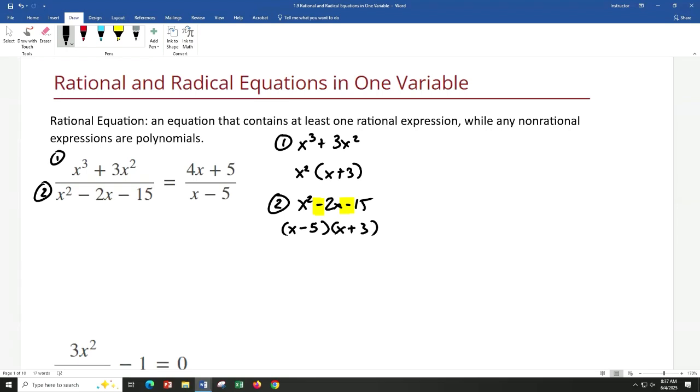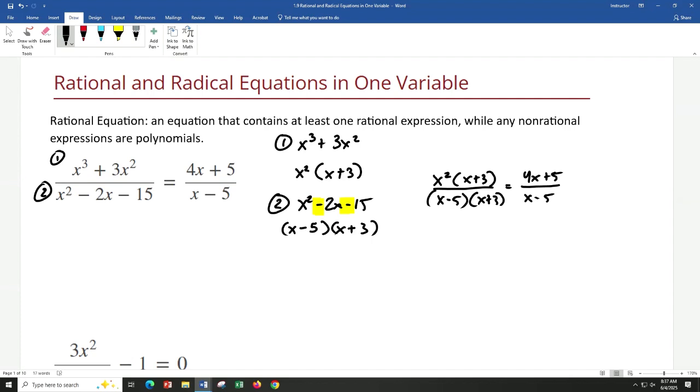So now what we got to do is put everything back together, okay? I go ahead and put everything back together now, makes it a little bit easier. So let's come in here. I'm going to rewrite everything very carefully. I'm in factored form, obviously. I'm going to have x squared, x plus 3 is equal to x minus 5, x plus 3 is all equal to 4x plus 5, x minus 5.